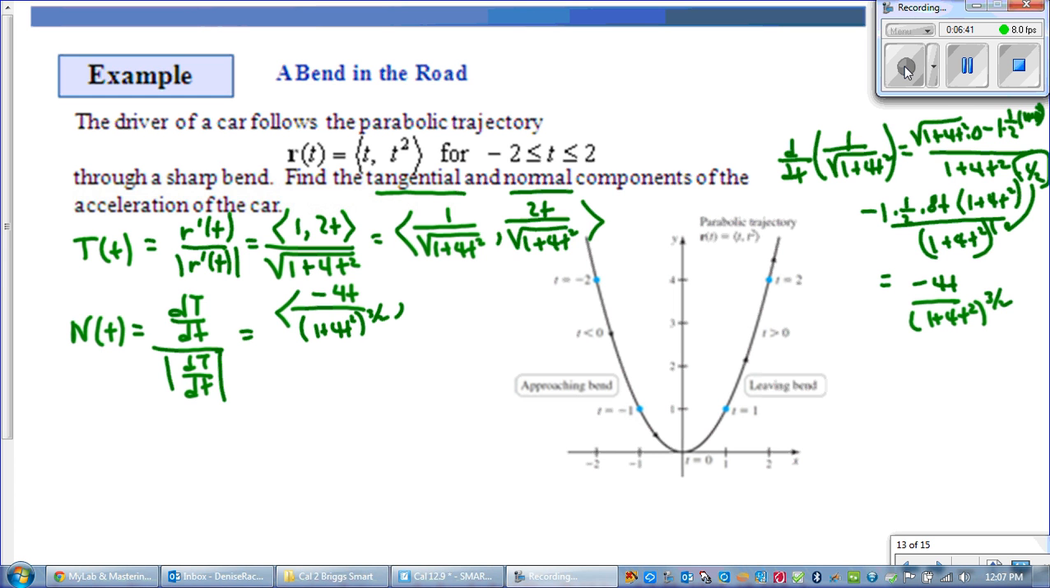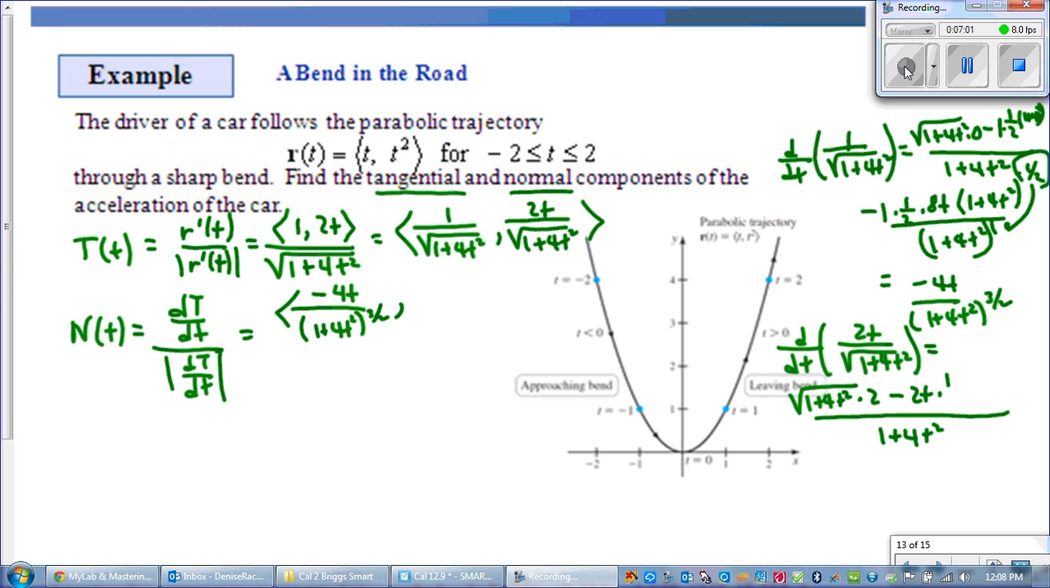And now the second part, the derivative of 2t over the square root of 1 plus 4t squared. Again, quotient rule. Okay, now I'm going to factor out the 1 plus 4t squared to the negative 1/2 out of the numerator because I have that common factor here and here. Here we have a positive 1/2 power and here we have a minus 1/2 power.